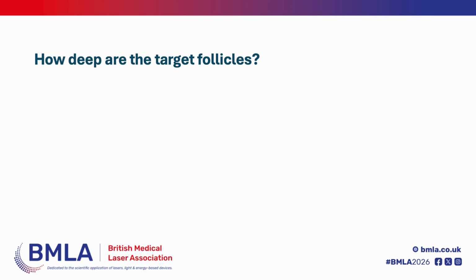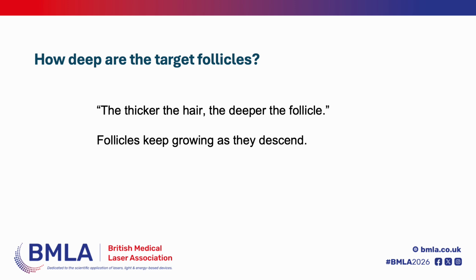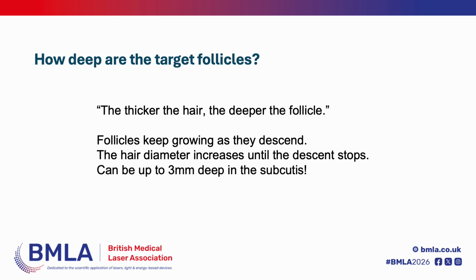How deep are the target follicles? How can you tell? Well, a rule of thumb is that the thicker the hair, the deeper the follicle, because the follicles keep growing both in length and diameter as they descend towards the subcutis. The diameter stops growing once it's ensconced in the subcutis, but that might be up to 3 millimeters deep. So they don't just stop at the boundary between the dermis and the subcutis. They can keep growing deeper into the subcutis itself.